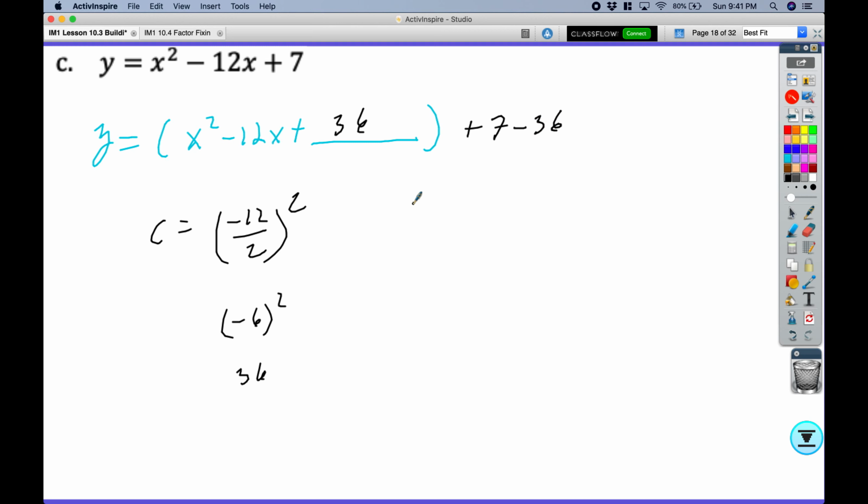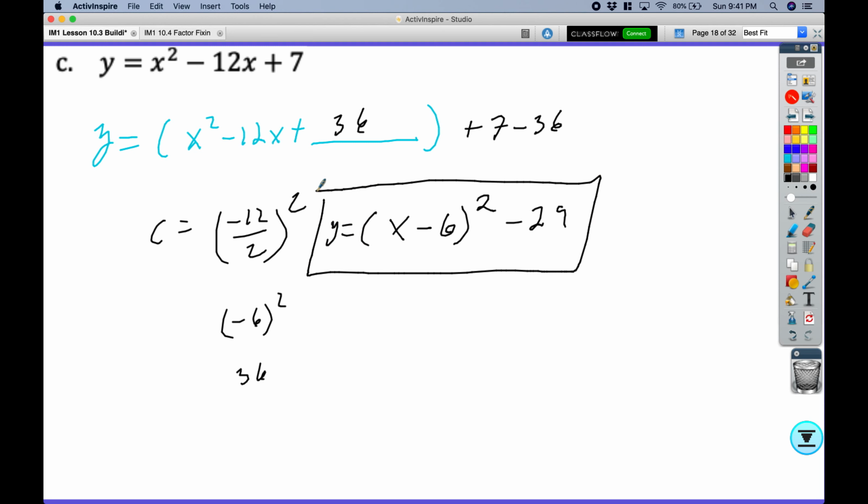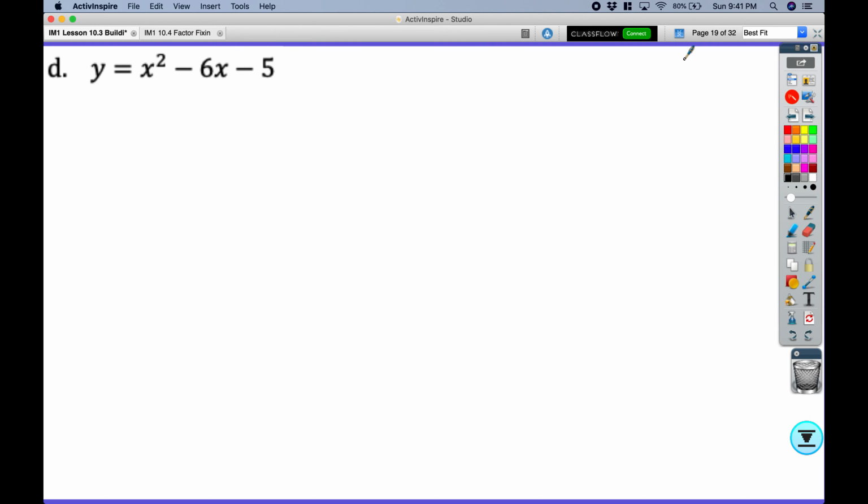So let's go ahead then and look at this. If I were to make my perfect square now, this would then just be x minus 6, parentheses squared, minus 29 is what y equals. So one more time, that's in vertex form. You know your vertex is 6 comma negative 29. And finally, let's go ahead now and look at this one.